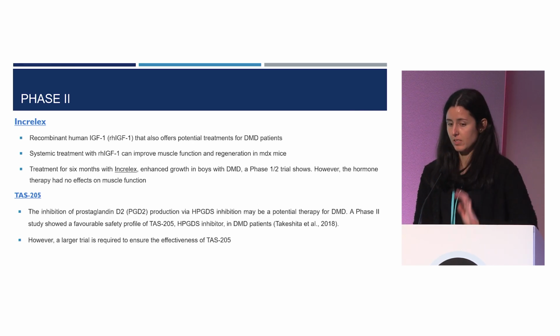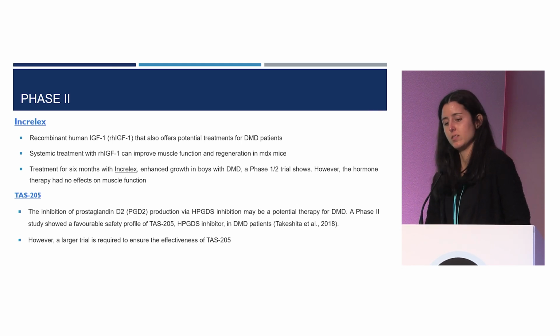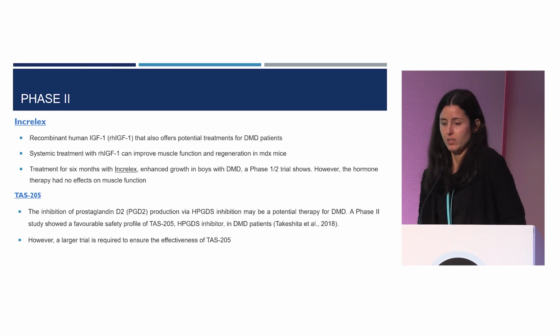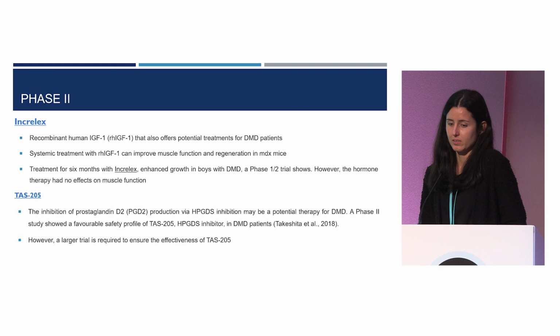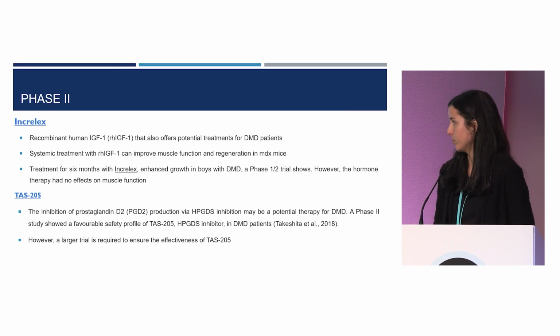Another one in the same line is TAS-205, which inhibits prostaglandin D2. That inhibition was beneficial in the mice model. However, in phase 2, although it was safe and well tolerated by the patients, the effectiveness of that drug was not completely proven.